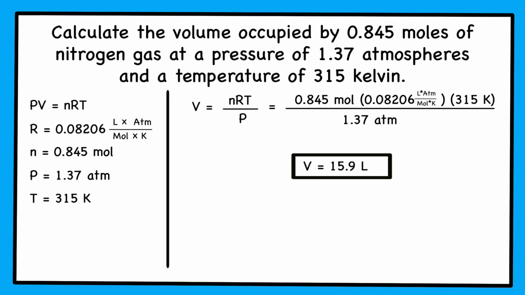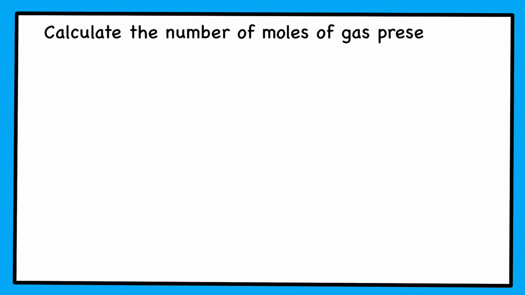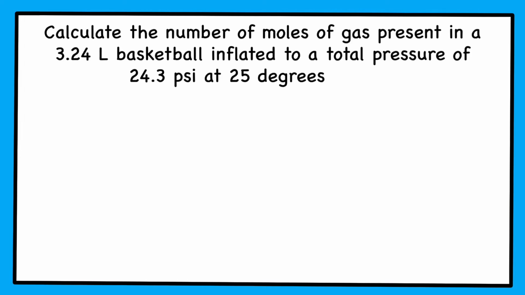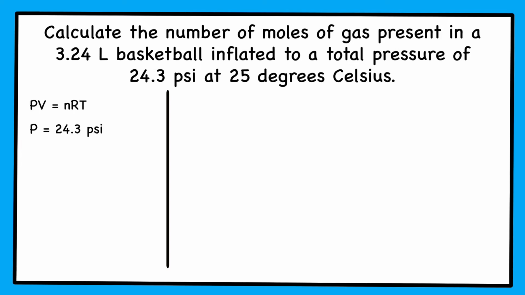Let's work another one. This time, let's calculate the number of moles of gas present in a 3.24 liter basketball inflated at a total pressure of 24.3 psi at 25 degrees Celsius. First, let's write down our equation and what we know. So PV equals nRT, and we have pressure is 24.3 psi, our volume is 3.24 liters, and our temperature is 25 degrees Celsius. Before we go any farther, we must convert our pressure and temperature to appropriate units.